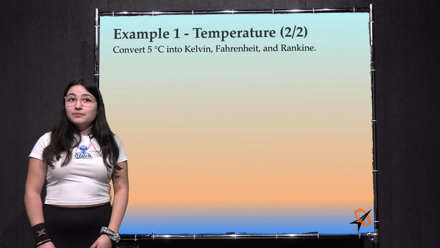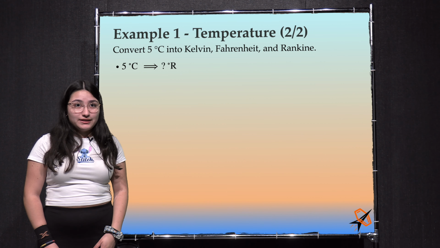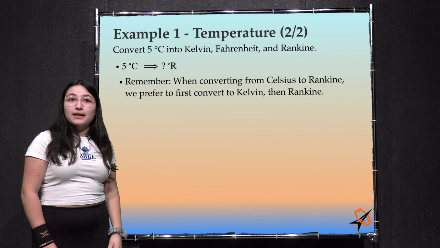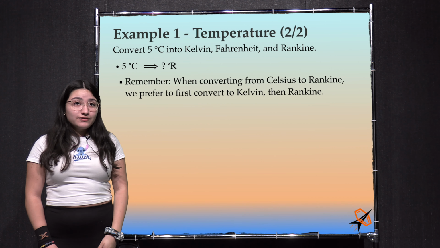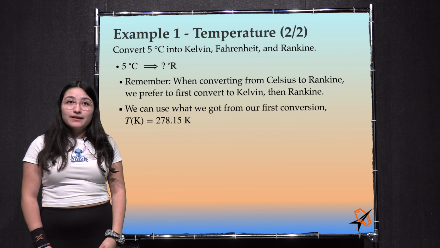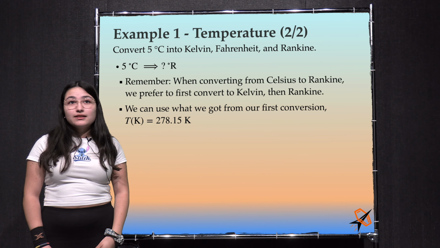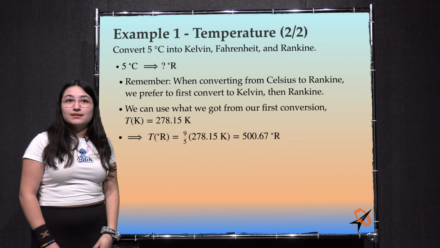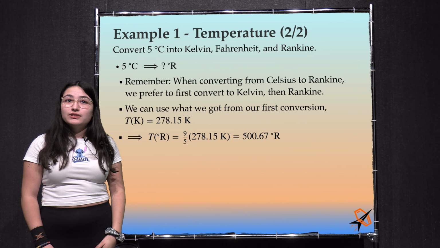Finally, we are starting with degrees Celsius and want to get to degrees Rankine. Remember that when converting from degrees Celsius to degrees Rankine, we prefer to first convert to Kelvin, which was found earlier, 278.15 Kelvin, and then convert to degrees Rankine by multiplying by 9/5, which gives us 500.67 degrees Rankine.